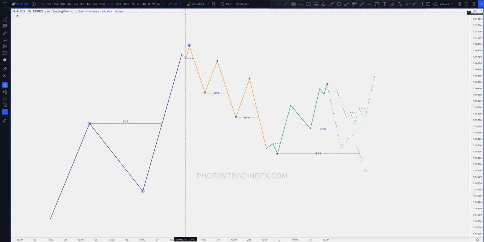Okay, so I've just drawn up a neater example, as I appreciate all of those drawings can get a little bit messier. So hopefully this is a little bit cleaner to visualize. But like I was just saying, we have our swing break of structure.